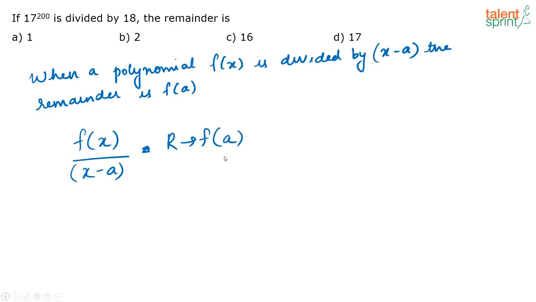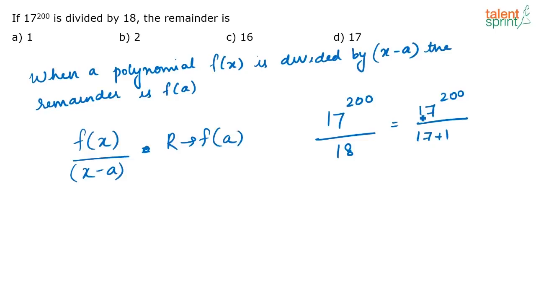Now how am I going to apply it in this question? I have 17 to the power 200 divided by 18. Whenever such a question comes, we have to try to represent the denominator in terms of the numerator. So how can I write this? I can write this as 17 to the power 200 by 17 plus 1. Basically I am trying to bring it to this form, f of x by x minus a, so that I am able to get the answer faster.